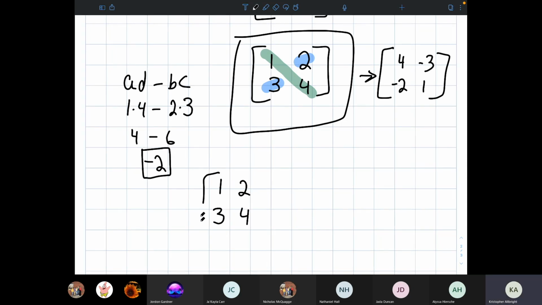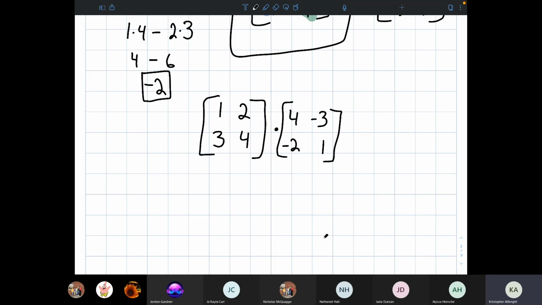1, 2, 3, 4 times 4, -3, -2, 1. So how do we multiply this, people who have done it? Row by column. Okay, so tell me what I should write.